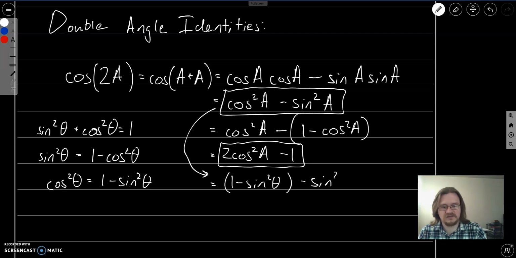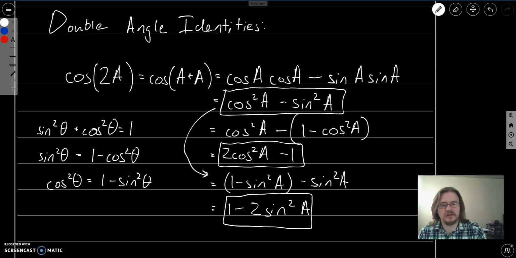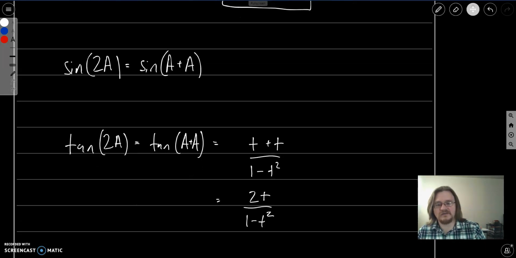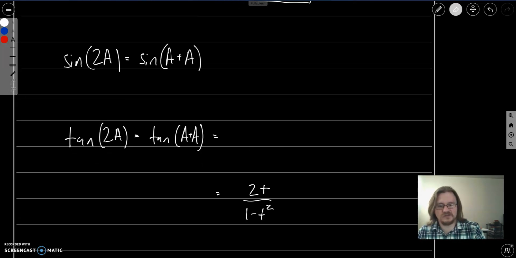Minus sine squared, so this is minus 2 sine squared. Oh no, I started using thetas instead of A's. Oops. So we have 3 formulas for the cosine of a double angle, and I will review this in just a second as well. But we also have some scratch work that I forgot to erase.